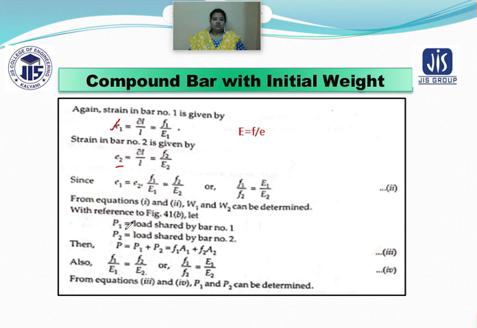Now if I talk about the load P1 for bar 1 and P2 for bar 2, then total load is summation of P1 plus P2, and P can be determined as stress into area plus stress into area for these 2 bars. So finally what I have told is that F1 by E1 is equal to F2 by E2, which is also written as F1 by F2 is equal to E1 by E2.